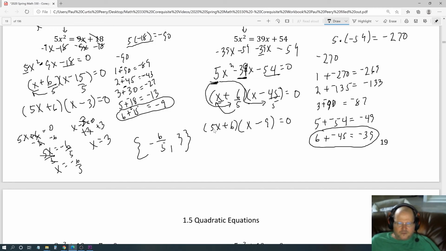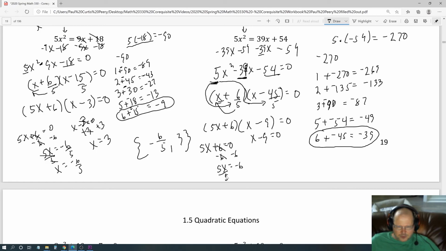Okay, now you know 5x plus 6 multiplied by x minus 9 is equal to 0, meaning that either 5x plus 6 is equal to 0 or x minus 9 is equal to 0. And that should make logical sense, right? 0 times anything is 0, or anything times 0 is 0. So one of those must have been 0. One of these parentheses must have been 0 for the product to equal 0. So hopefully that makes sense. The zero factor property should make intuitive sense.